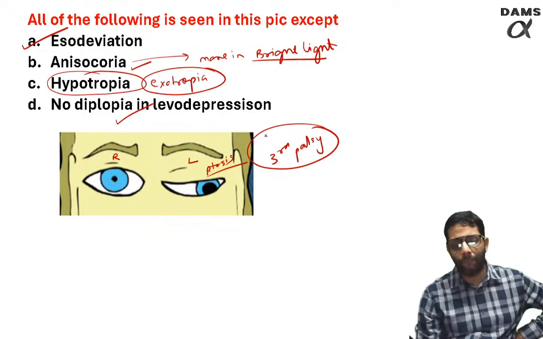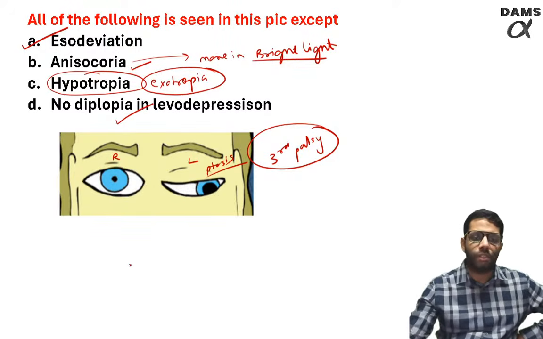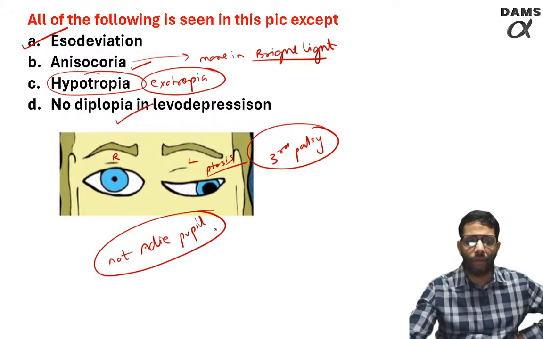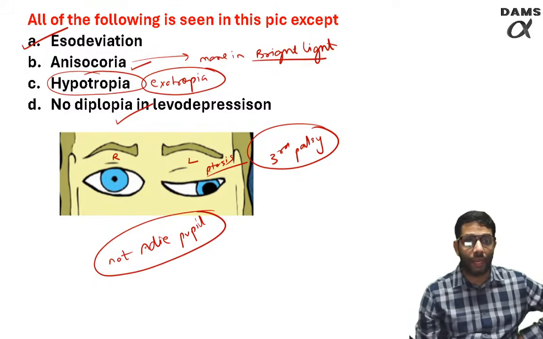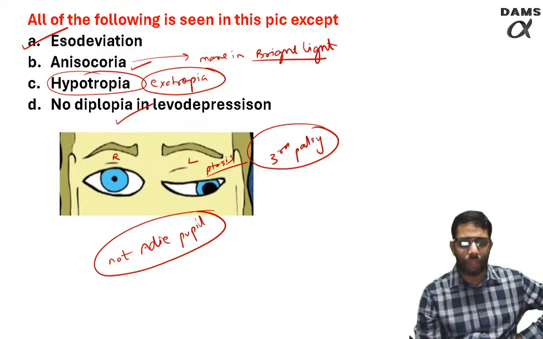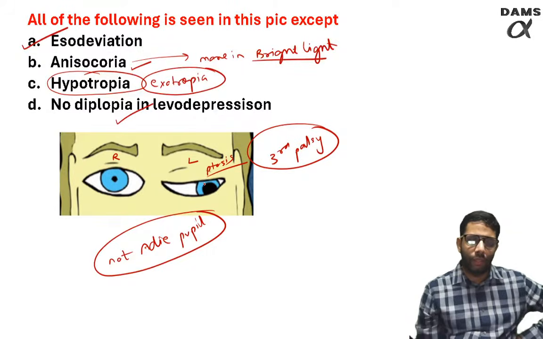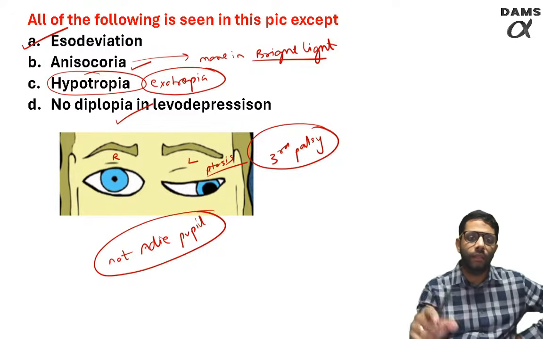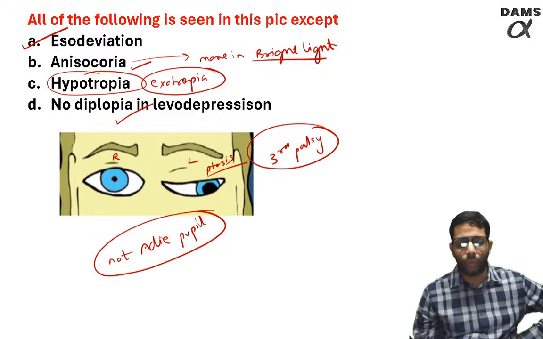So the answer is A. Who can tell me why this picture is not Adie's pupil? What are the features differentiating Adie's pupil from third nerve palsy? What is Adie's pupil? It occurs when there is a lesion in the ciliary ganglion. That also affects constriction of the pupil, so there is also a dilated pupil, more in bright light, with anisochorea. But why is this not Adie's pupil? Because in Adie's pupil there is no ptosis and squint. The third nerve supplies the LPS and the muscles. The ciliary ganglion supplies only the pupil. So there is anisochorea like third nerve palsy, but no squint and ptosis.